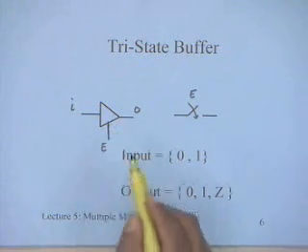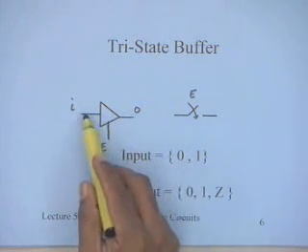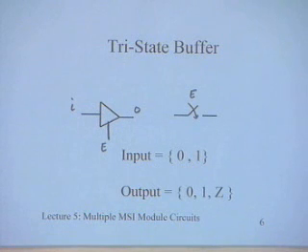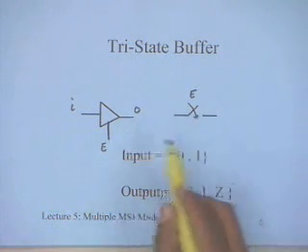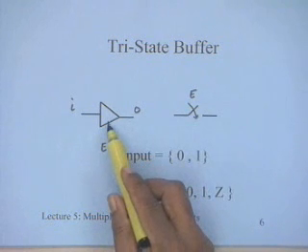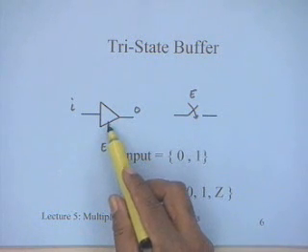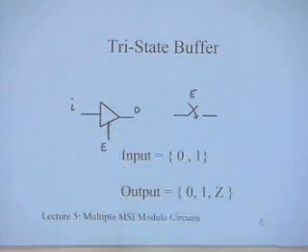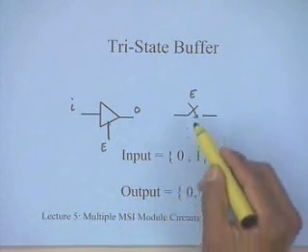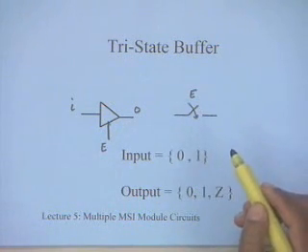So if there is an enable, the output is actually going to be nothing but following the input with a small delay, which is the switch delay. But if the enable is not activated, if enable is low in this case, because this is an active high enable input, it is like the switch is disconnected.